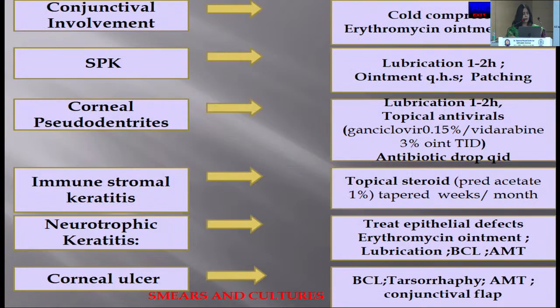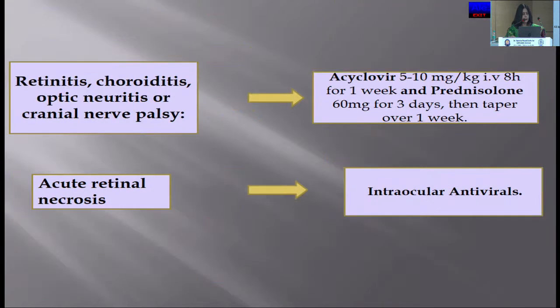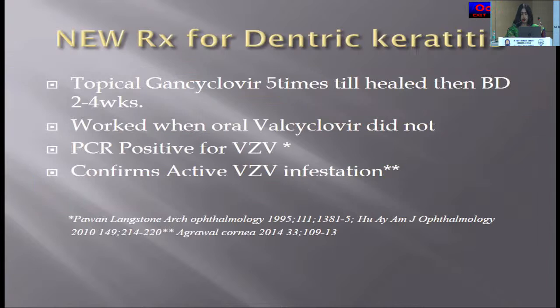Management of ocular involvement is as per any standard protocol. It includes antiviral ointments, lubrication, control with anti-glaucoma medications, and as and when required, if there is an epithelial defect, a bandage contact lens, tarsorrhaphy, AMT or conjunctival flap can be given to the patient. For posterior segment involvement also, the treatment depends on the presentation.